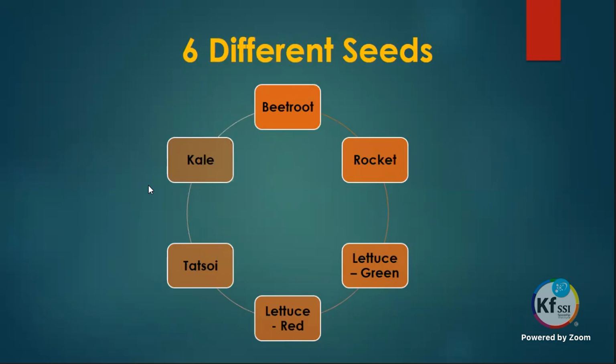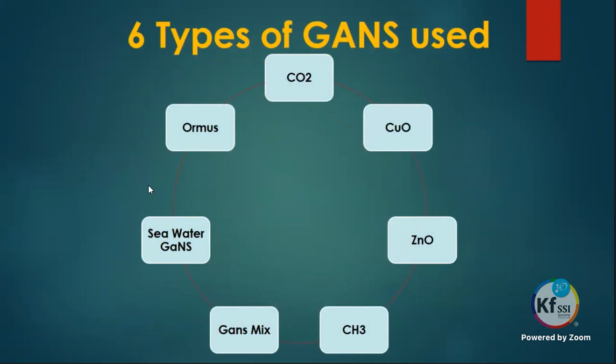So what I'd done was I took quite a variety of different seeds. We had some beetroot and rocket, some lettuce, the green and red lettuce, tatsoi and kale. So it was a good variety of different types of seeds, sort of summer and winter varieties. And then I used different types of the GANSes. We've got our CO2 GANS, the copper GANS, the zinc GANS, and CH3. So there are our four basic ones.